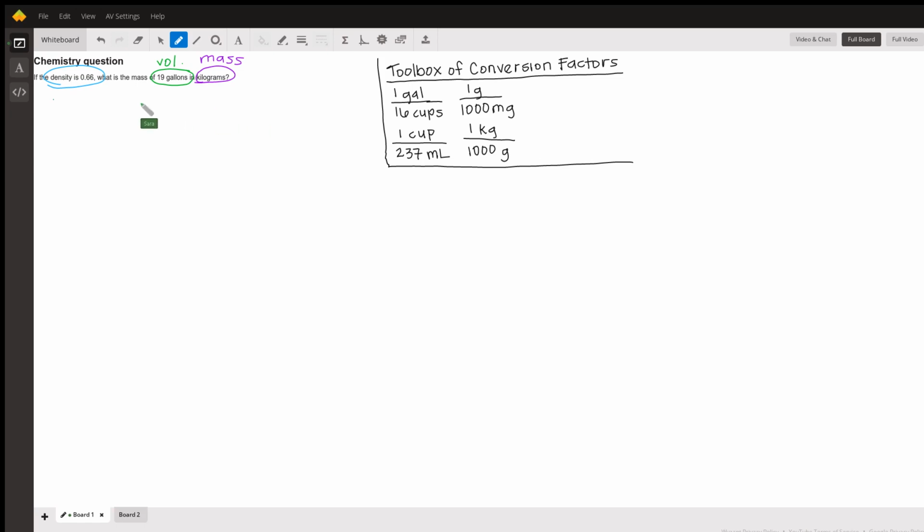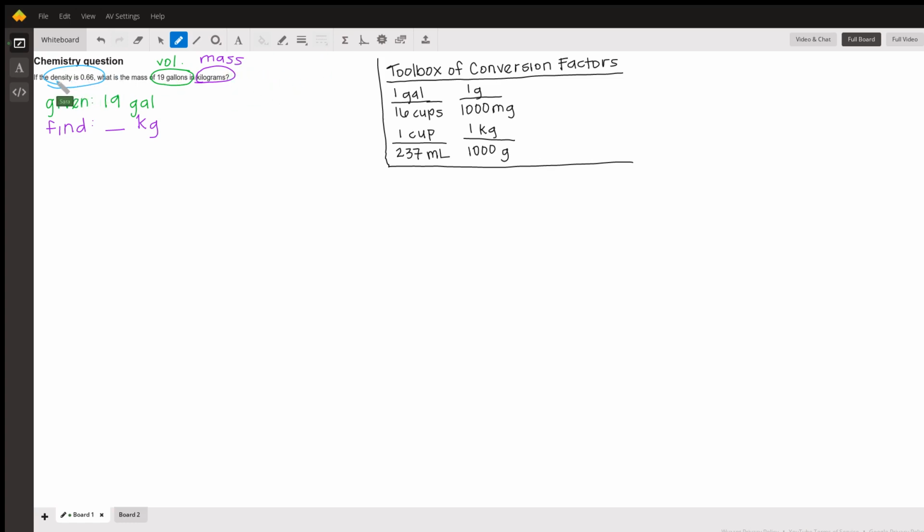So what we were given in this question is 19 gallons. That was our 19 gallons. And what we need to find is what that volume is in kilograms. Kilograms is what they want us to find. So what do we need to do for this problem?